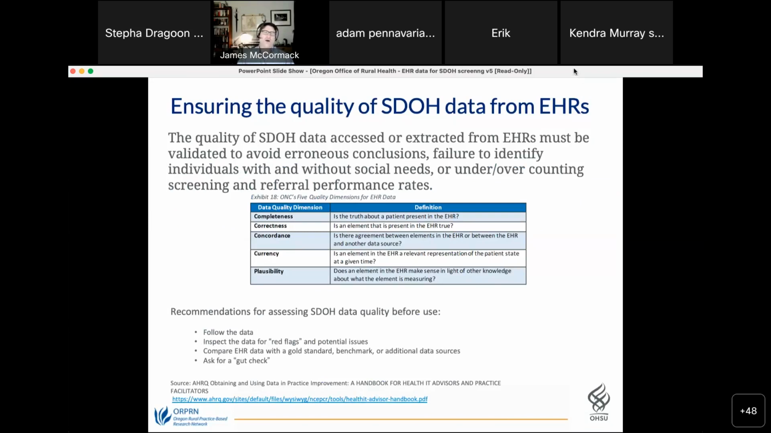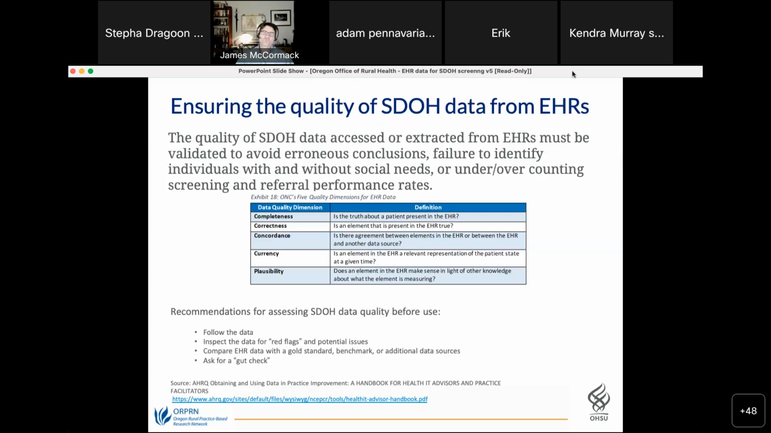Is it complete? Are people using the same workflows to populate those data? Often we'll see people scan in a social needs screener, but forget to put those into the structured data field. I'm not going to see those data represented in an extract.